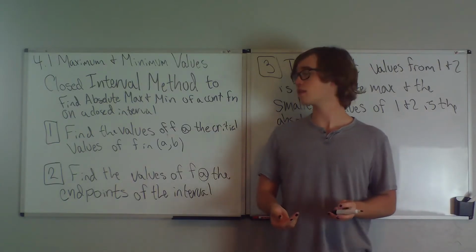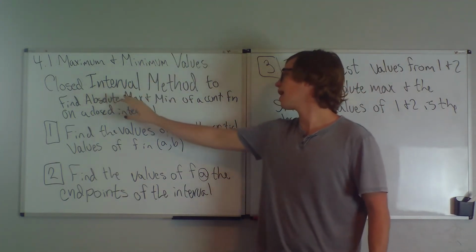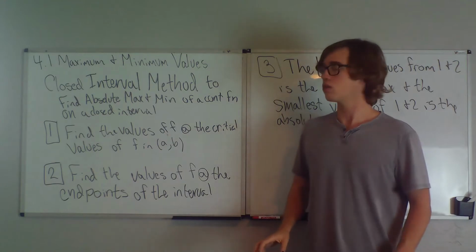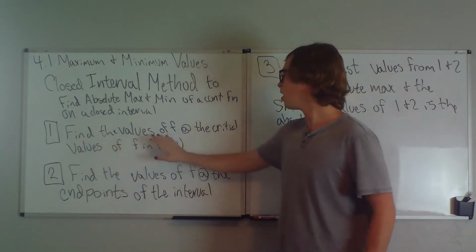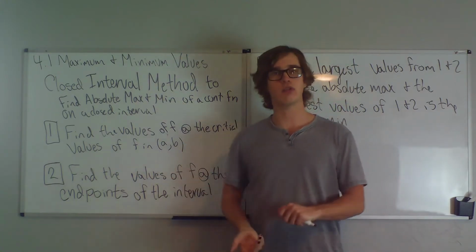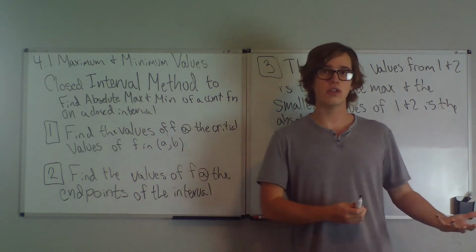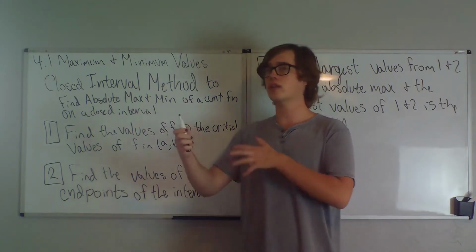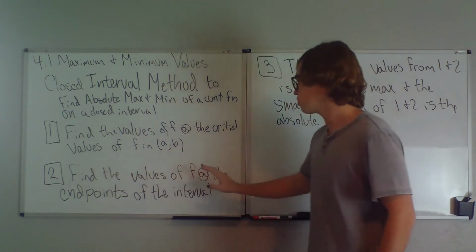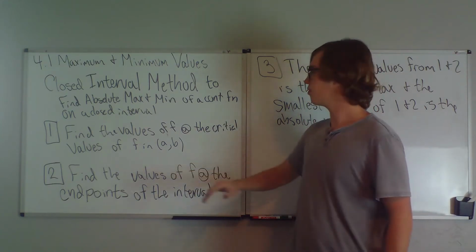So you can kind of use these with each other. Now on to the last part of the lecture section. This is the closed interval method to find the absolute max and min of a continuous function on a closed interval. Okay, first, find the values of f at the critical values of f in (a, b). So what is that? You basically find the derivative of f, set it equal to 0 to find your critical values, but make sure you don't get something that maybe does not exist or whatever it may be. 2. Find the values of f at the endpoints of the interval. So what are the endpoints? You find f of a and f of b.